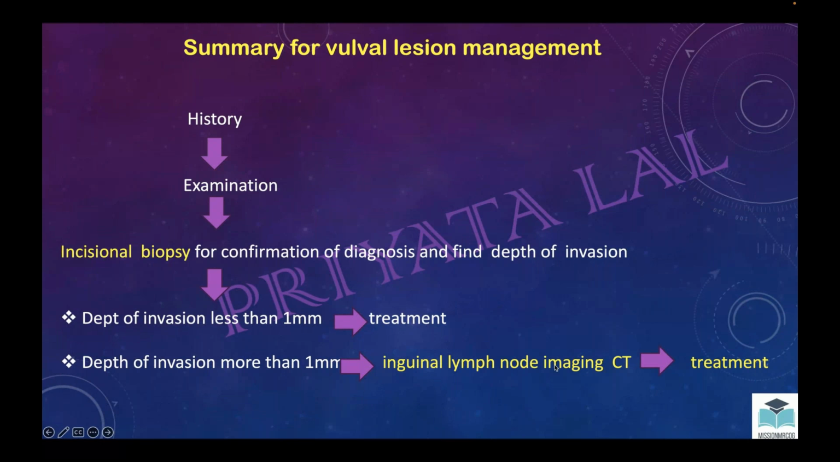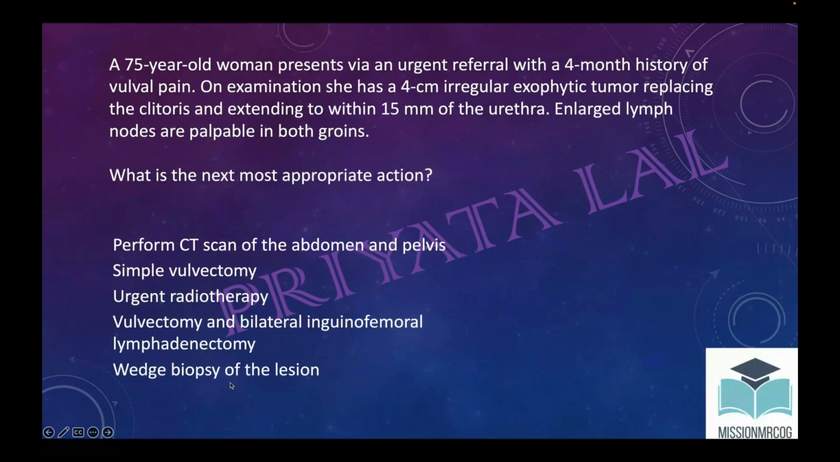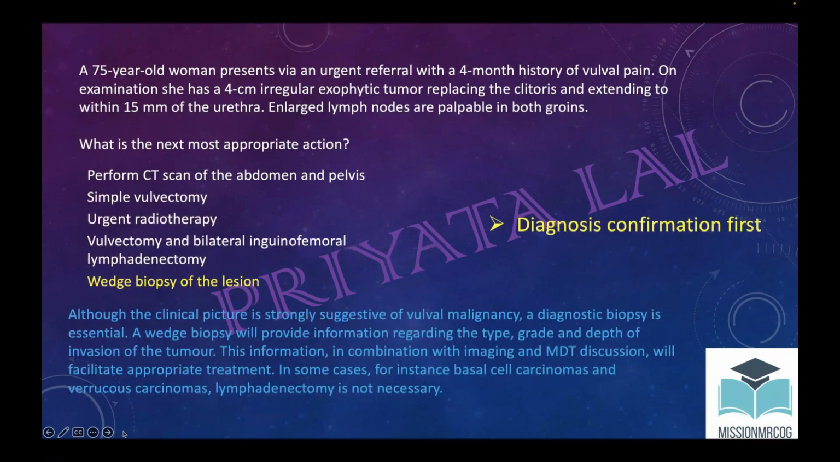A 75-year-old woman with an urgent referral and a 4-month history of vulval pain. She has a 4 centimeter exophytic tumor replacing the clitoris, extending to 15 mm of the urethra, with large lymph nodes in both groins. What will be the next step? Ma'am, wedge biopsy of the lesion. Yes, again the same thing: confirm the diagnosis first.